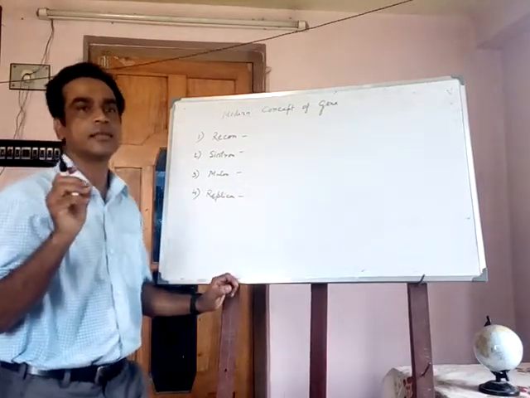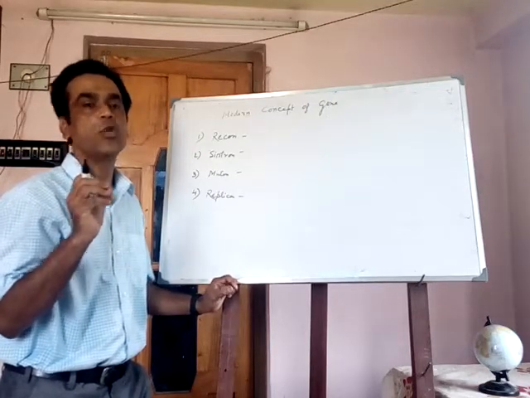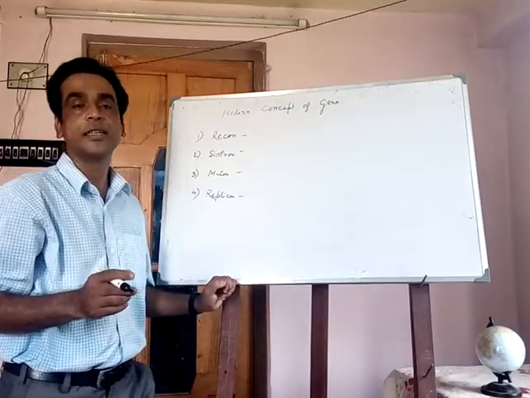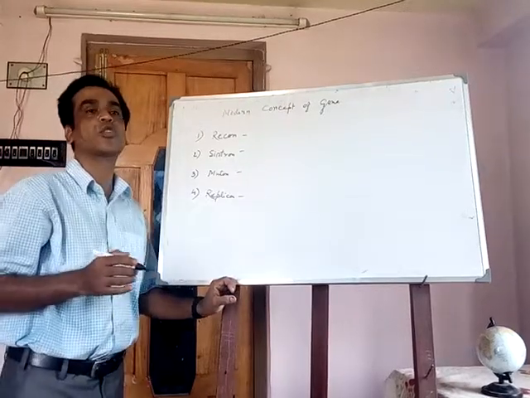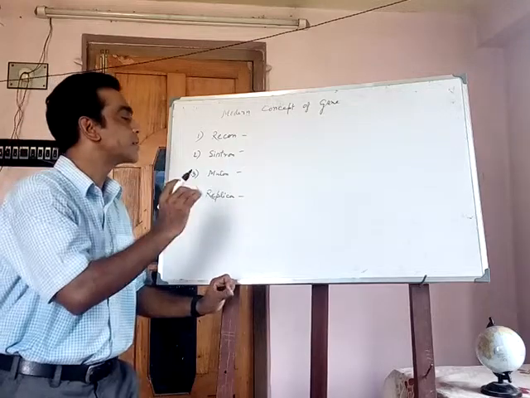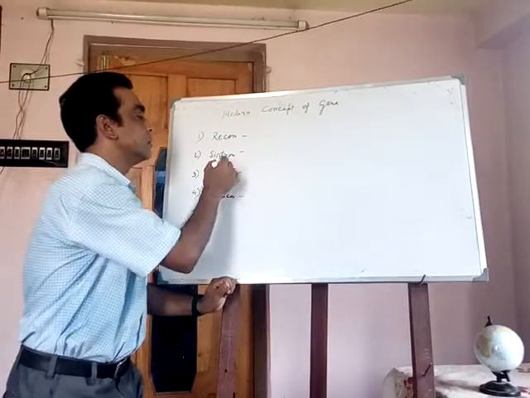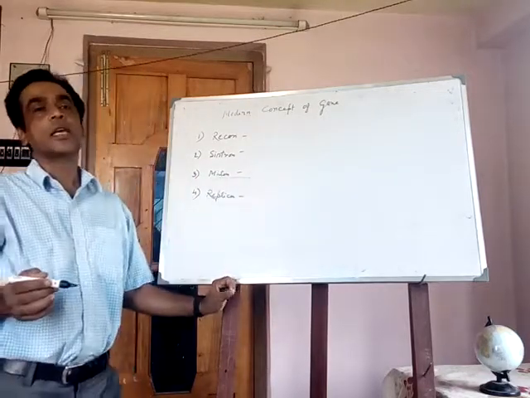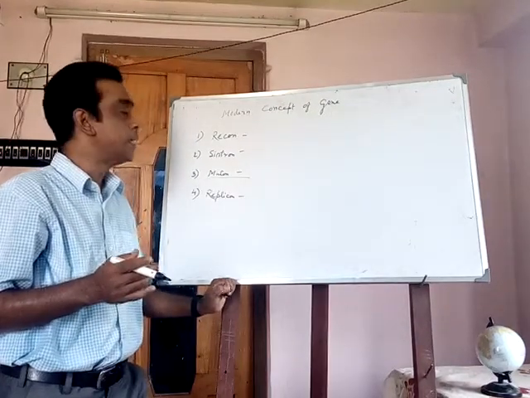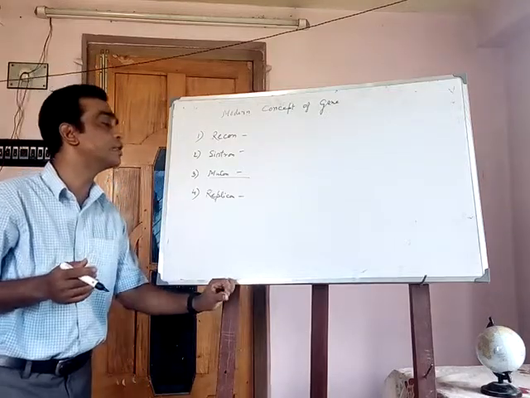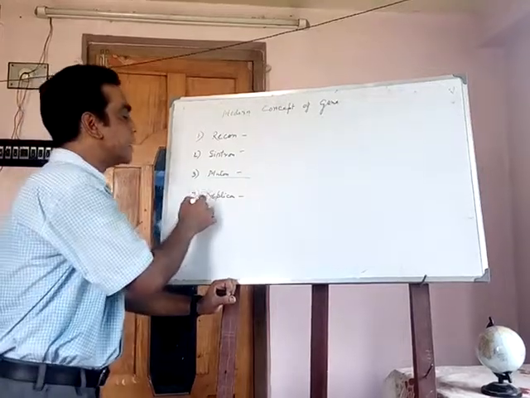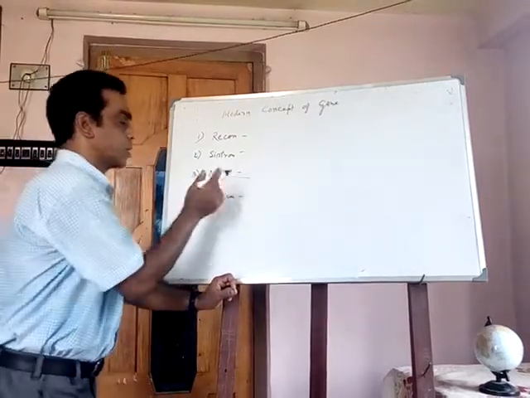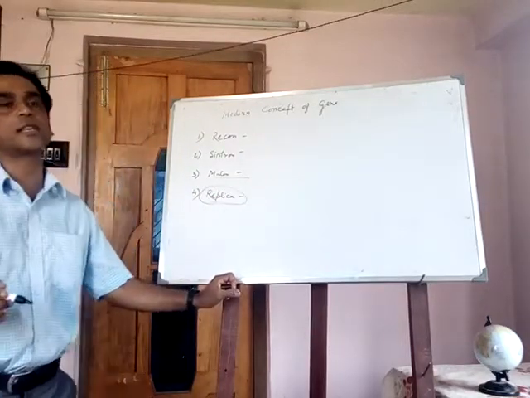What is a recon? The smallest part of DNA which takes part in crossing over of chromosomal divisions. What is a cistron? A cistron is the functional unit of DNA or gene. The functional unit of genes is called a cistron. Muton: the part of DNA where mutation can occur, or with mutation capability, is called a muton. Replicon is the part of the gene where the replication process is adopted.